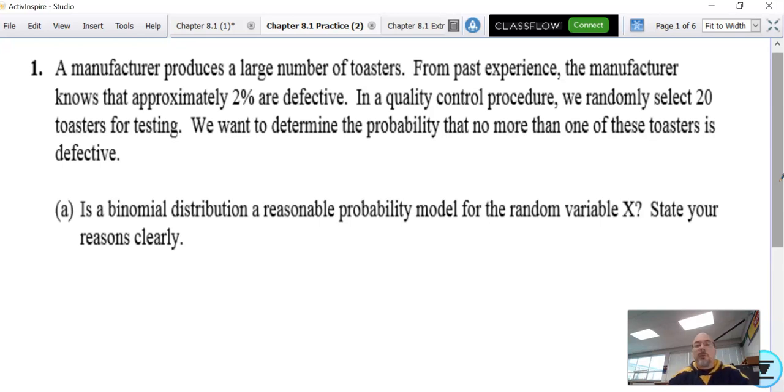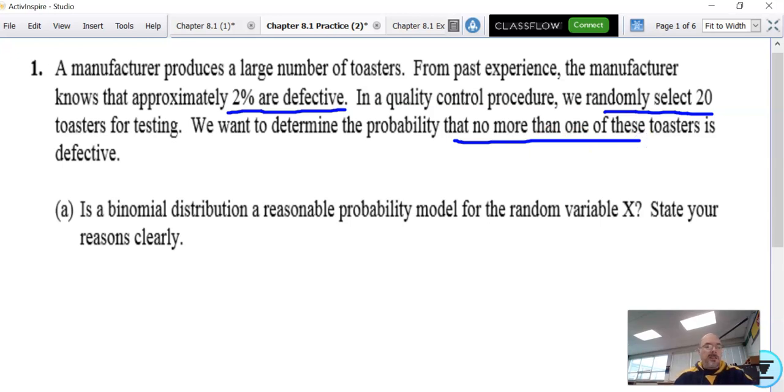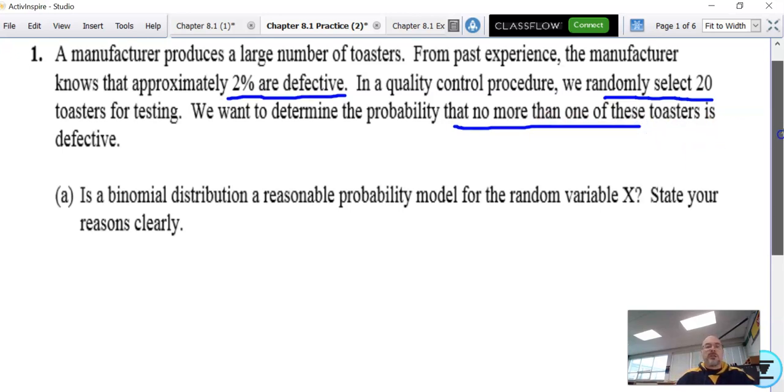So here's another situation. A manufacturer produces a large number of toasters. From past experience, the manufacturer knows that approximately 2% are defective. In a quality control procedure, we randomly select 20 toasters. We want to determine the probability that no more than one of these toasters is defective. First of all, is this a binomial situation? All right, so conditions. Number 1.